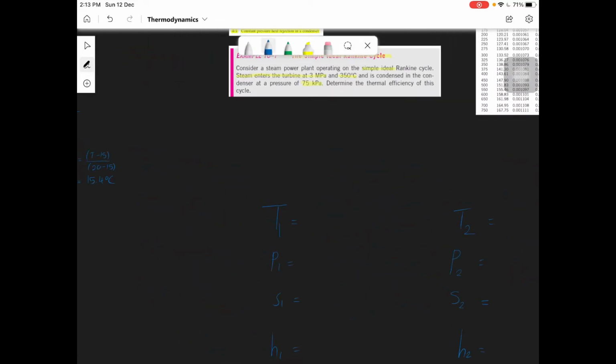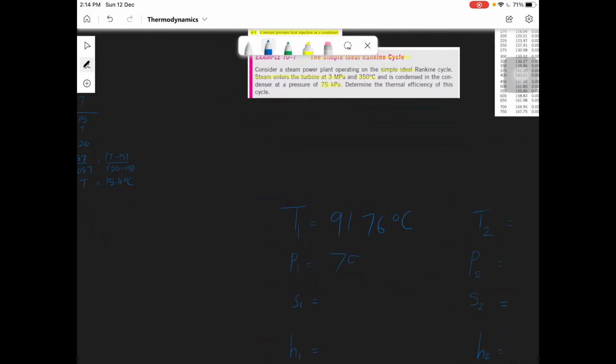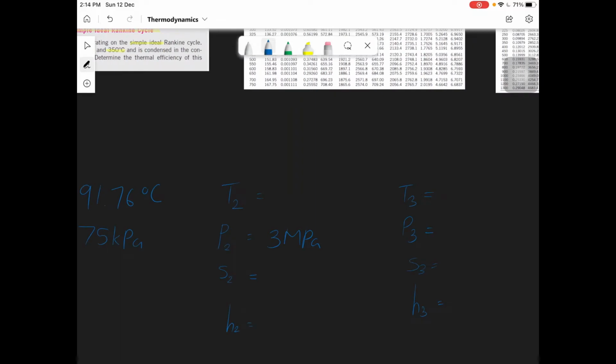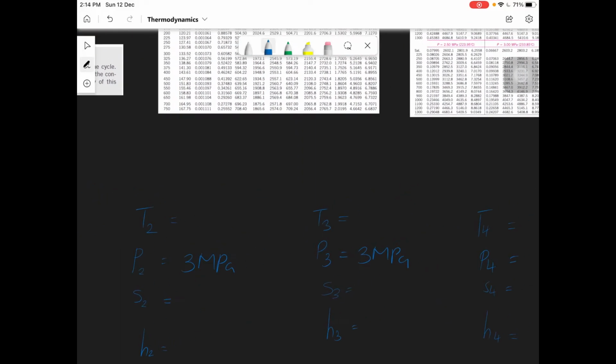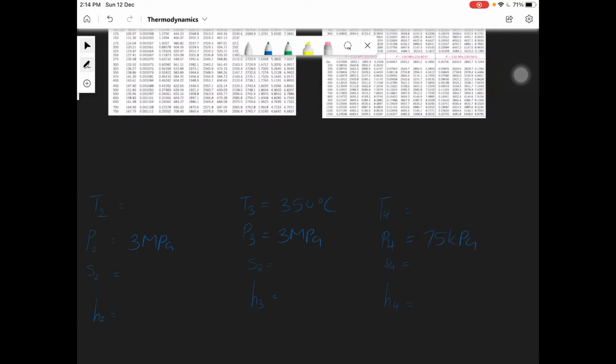Okay, we know our saturation temperature is 91.76 degrees Celsius. Our P1 is 75 kilopascal. P2 is 3 megapascal. P2 equals P3 at 3 megapascal. T2 we don't know. T3 we are given at 350 degrees Celsius. P4 we know it is at 75 kilopascal because P4 equals P1. Okay.